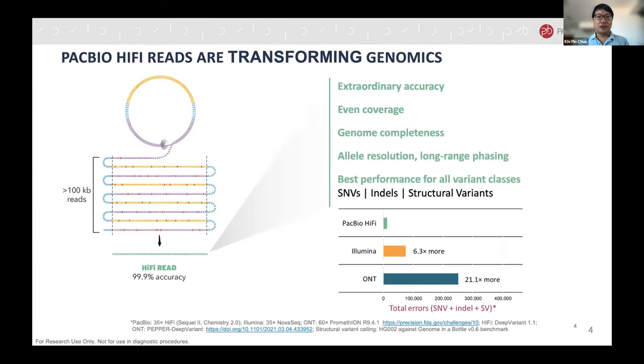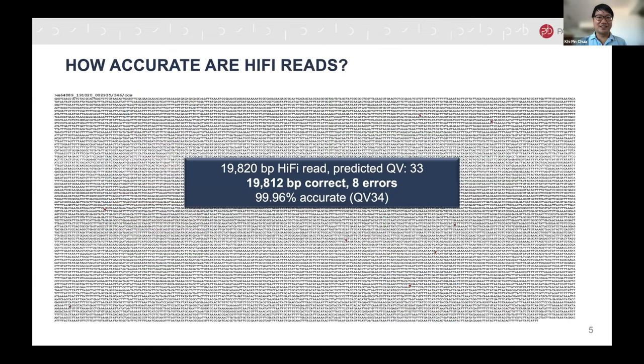HiFi reads are transforming genomics in the sense that they have extraordinary accuracy. They provide even coverage across the genome, are highly complete, and provide the best performance to characterize all variant classes, including SNPs, indels, and structural variants. This was the result from the Precision FDA challenge last year, where PacBio HiFi was crowned as the best technology for variant detection.